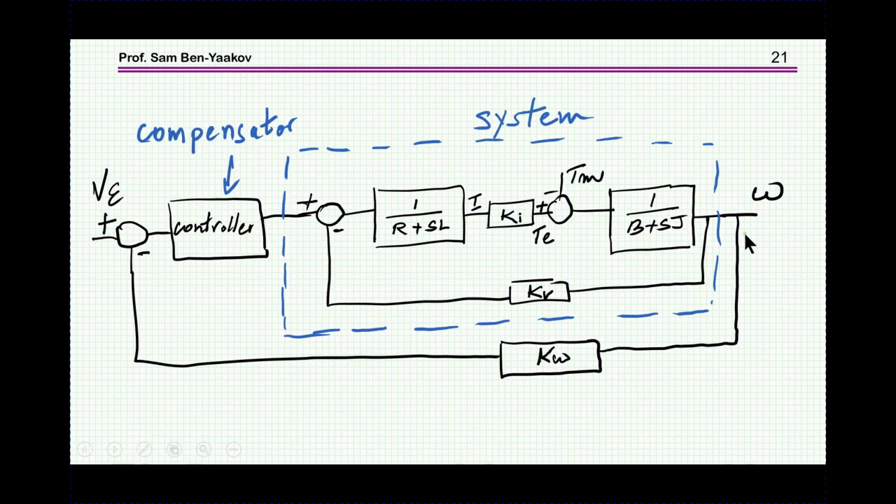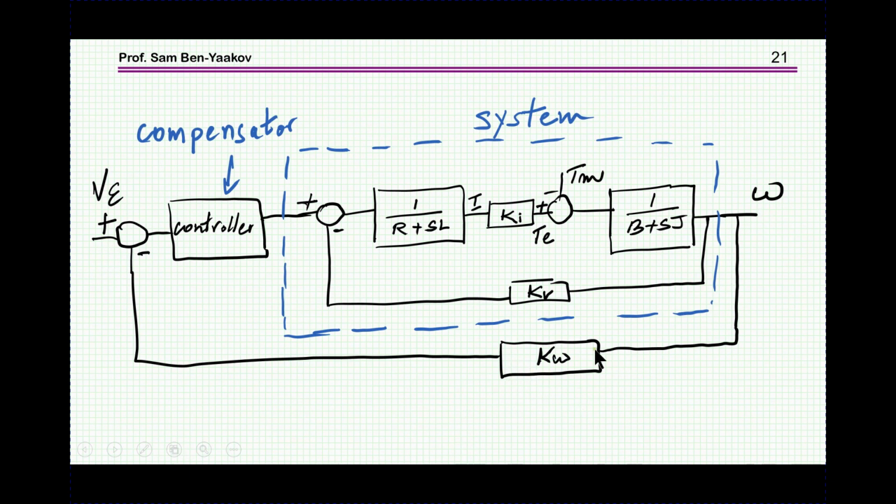If we just want to stabilize the speed of the motor, then we need now a feedback loop that will be fed from a signal that we want the speed to follow.